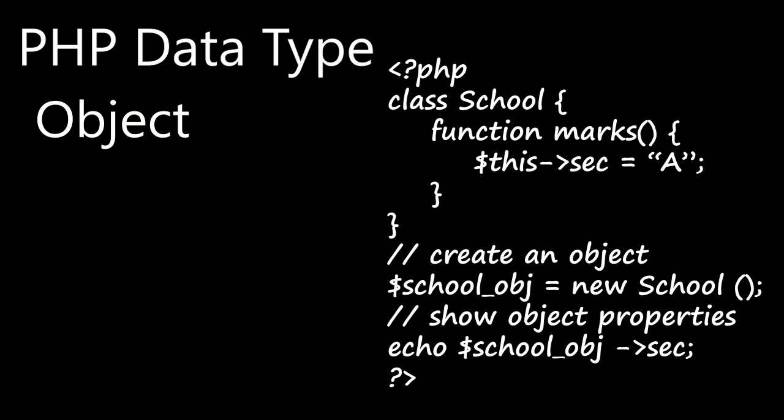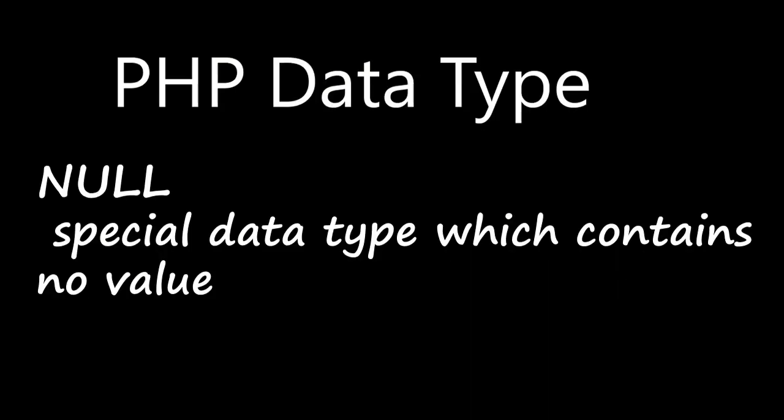In PHP, an object is a data type which has the information about the data and the functions inside a class. Here, if you see, they have given an object. Here we are going to create an object: school_obj is equal to new school, then a bracket and a semicolon. So here an object is created. This object is a data type which contains the information about the data and the functions inside the class. Then next one is null.